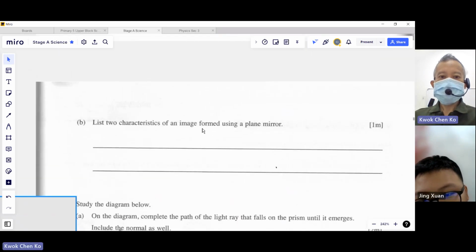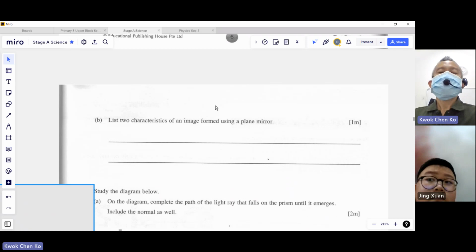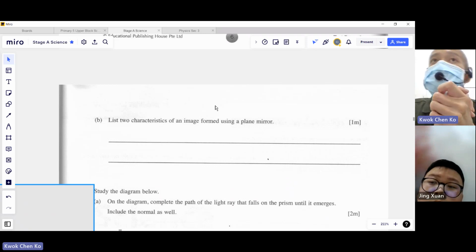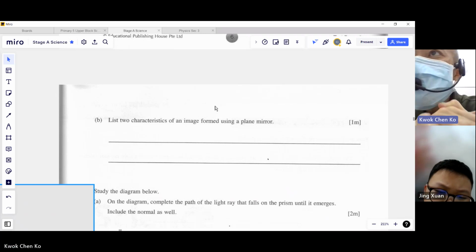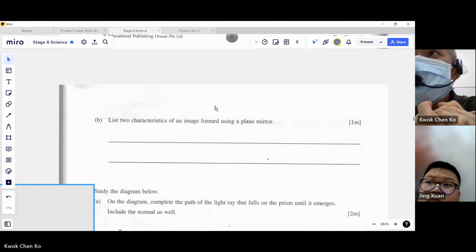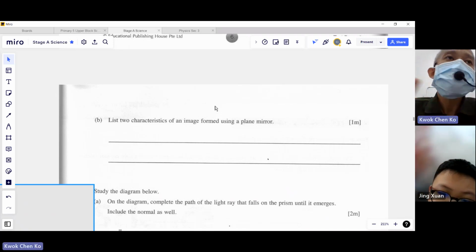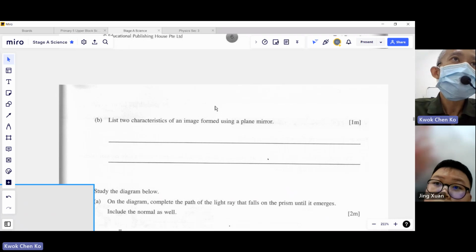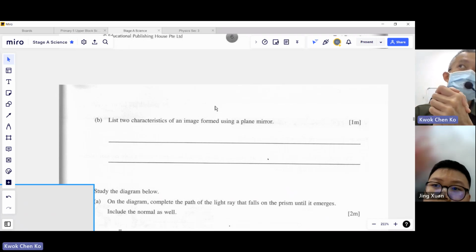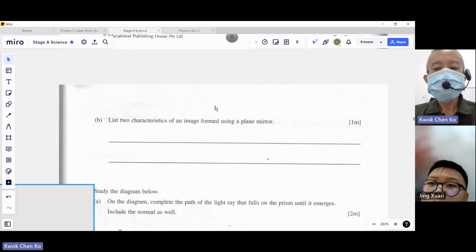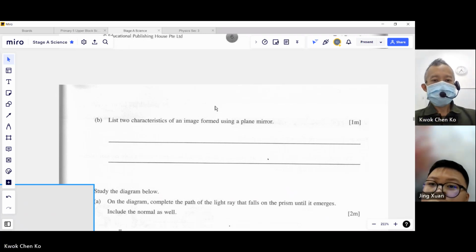These two characteristics of an image formed by a plane mirror. So take note, plane mirror, not concave mirror, not convex mirror. Two characteristics. Laterally inverted, same elevation, same size, right? Same distance from the mirror. Virtual, if you remember that word. So yes, I think we mentioned this before. I don't think I need to write it down.